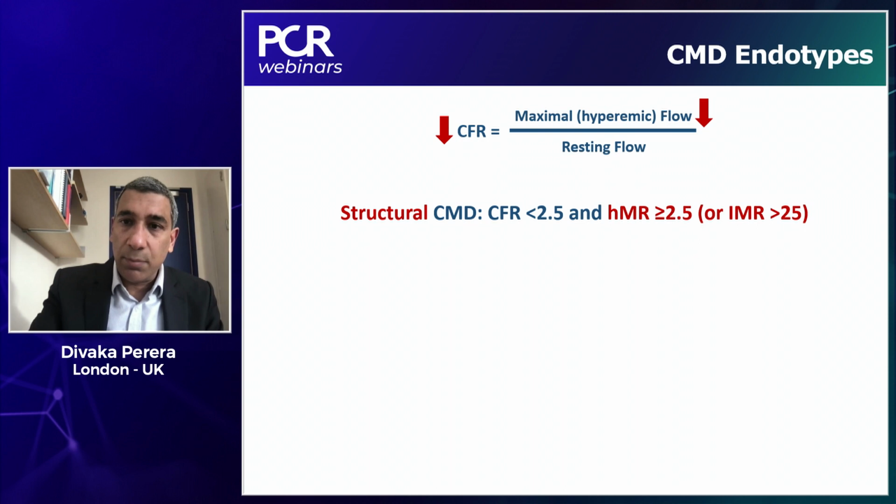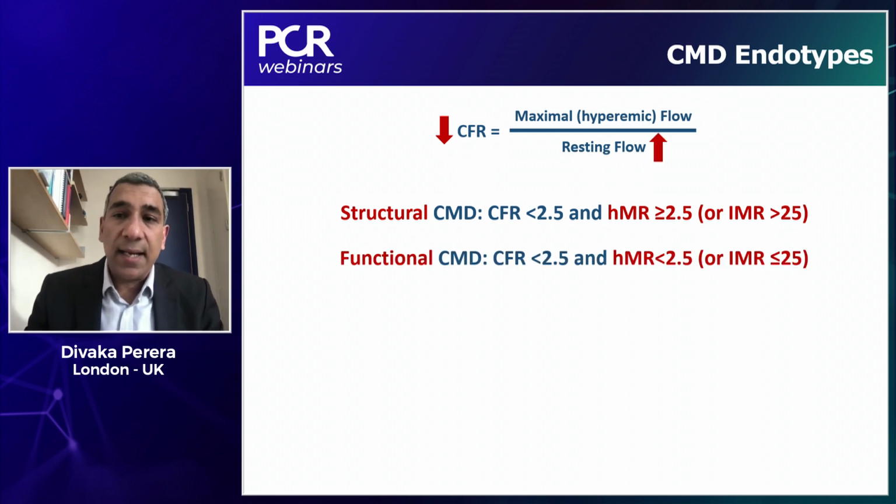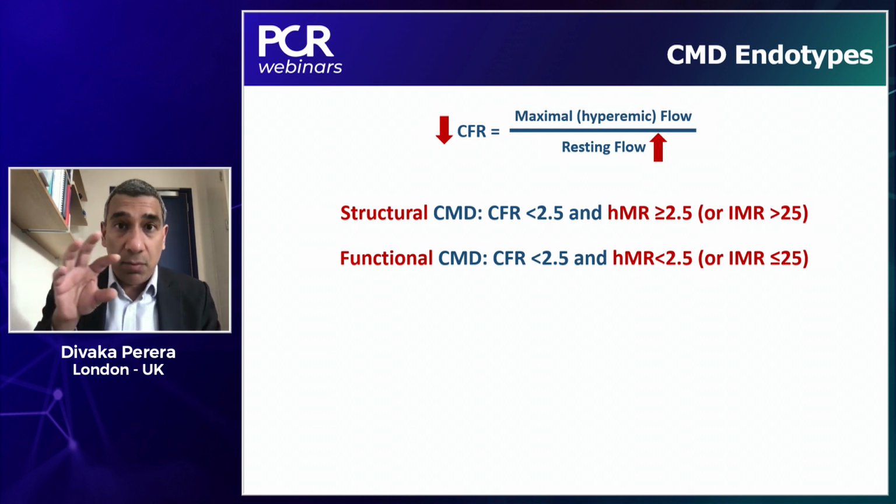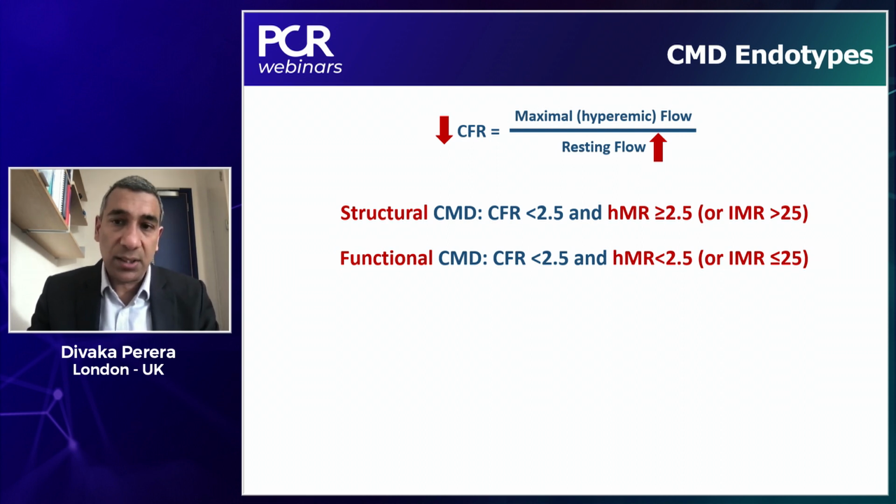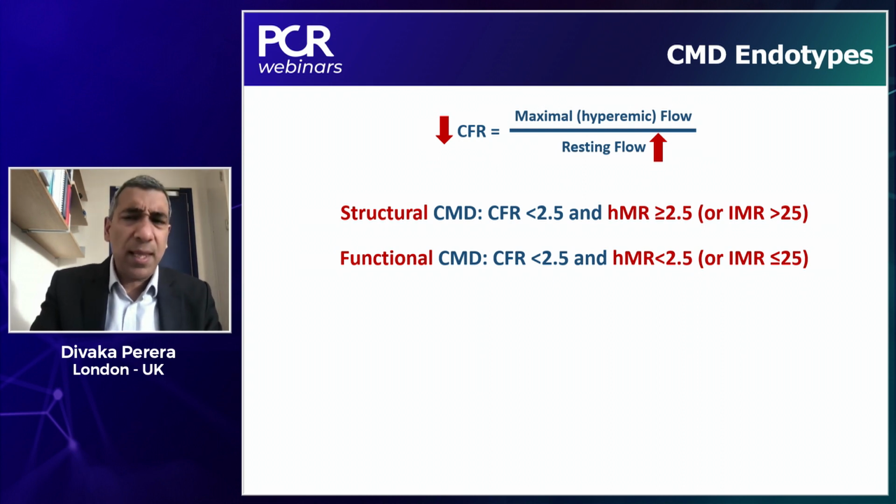But it is also the case that there can be abnormalities of resting flow. There are conditions in which resting flow can be increased, and it is that increase that limits the vasodilatory capacity, and it results in a diminished CFR as well. Here, the characteristics are a low CFR, but a normal HMR or IMR. And we used to think that this was a limitation of CFR, that this wasn't a real phenomenon.